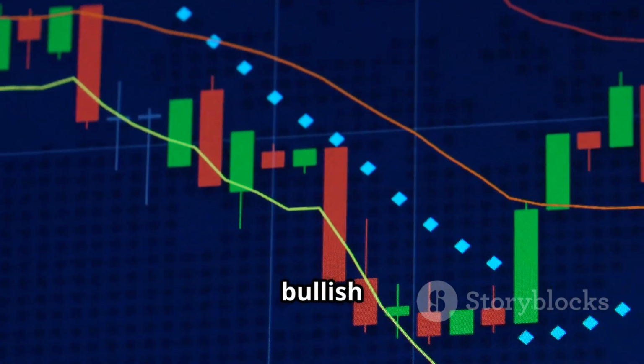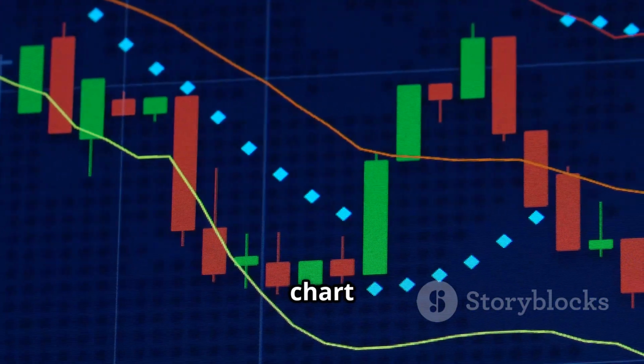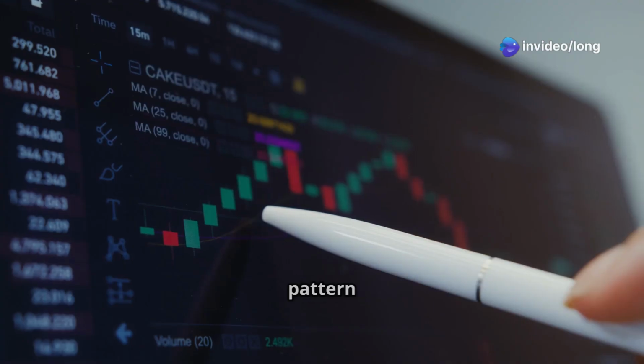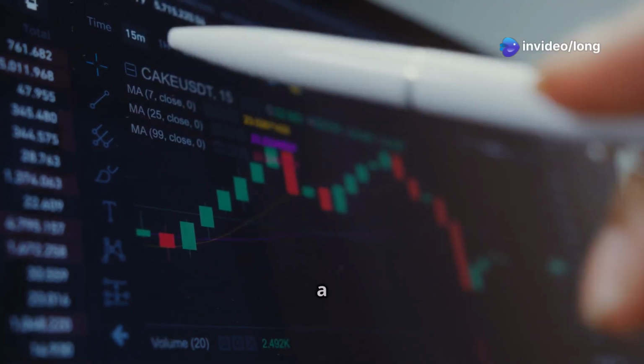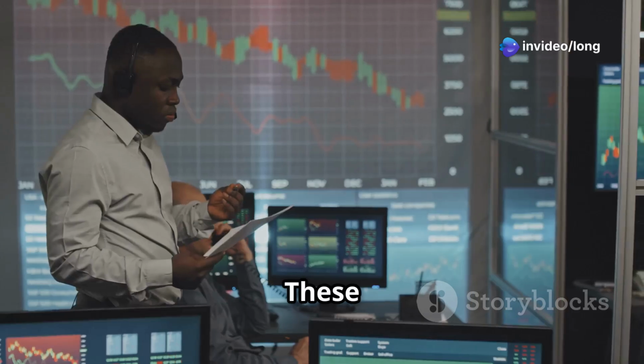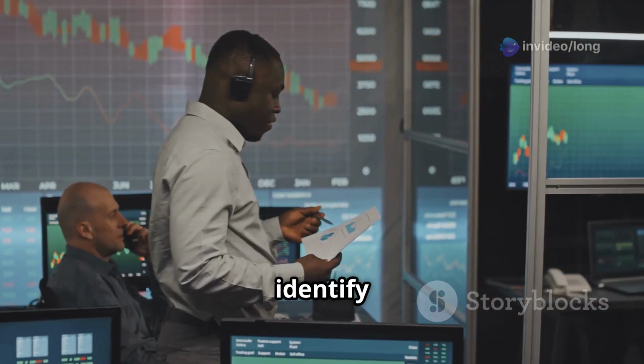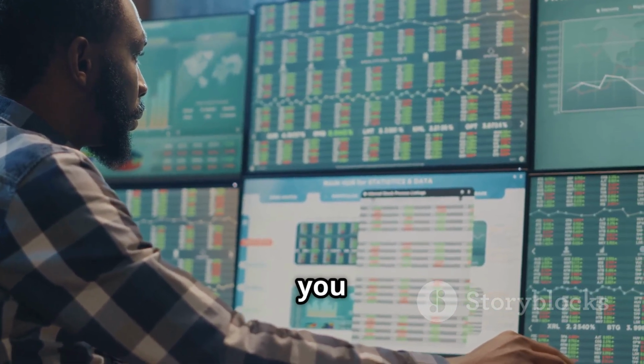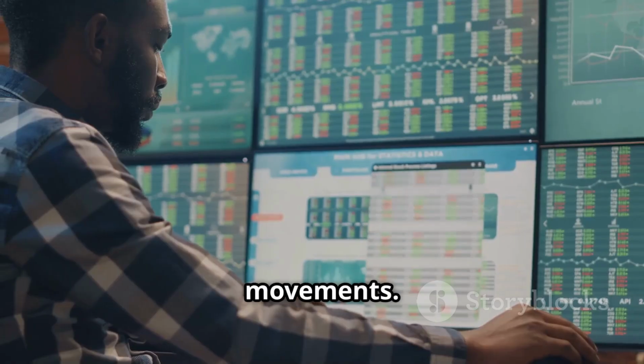For example, a bullish engulfing pattern on a daily chart might suggest a short-term upward trend. If you spot a similar pattern on the weekly chart, it could signal a longer-term upward move. These repeating patterns can help you identify potential trading opportunities. By recognizing fractal patterns, you can gain an edge in predicting market movements.